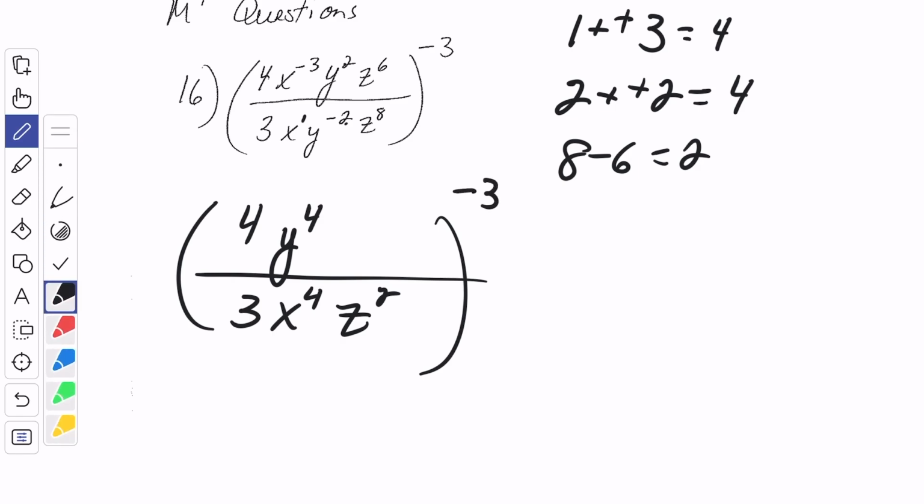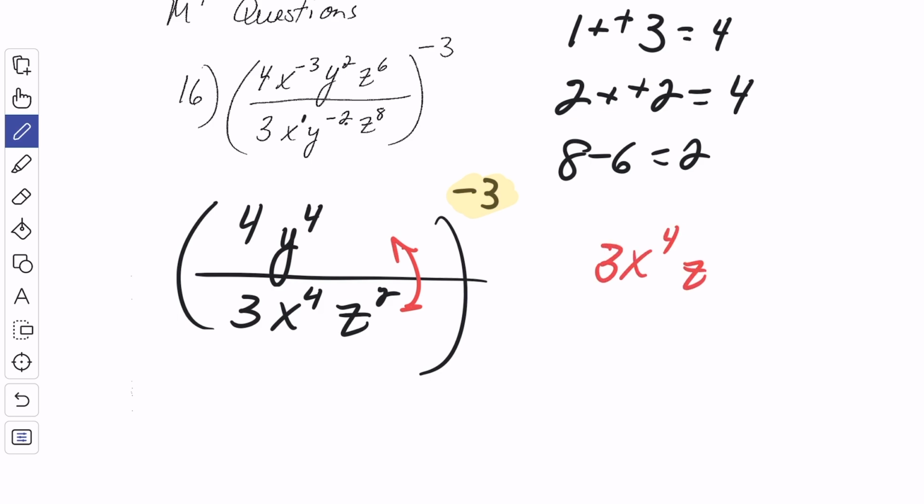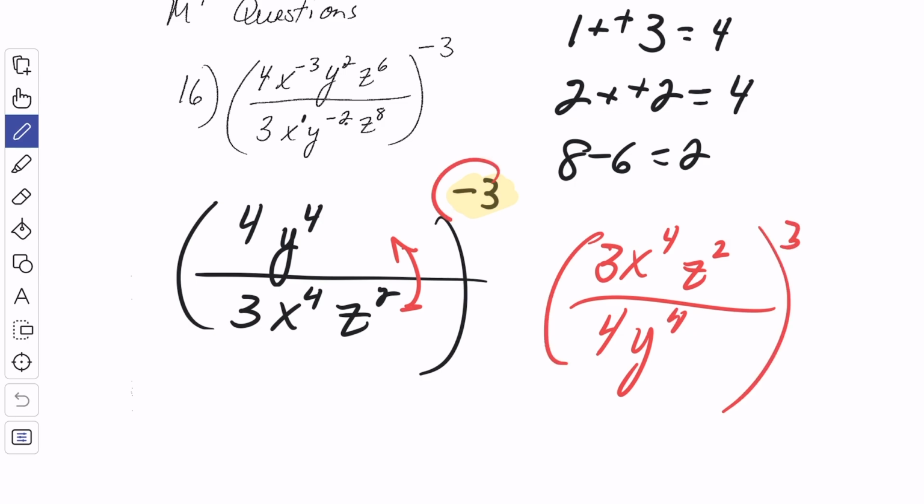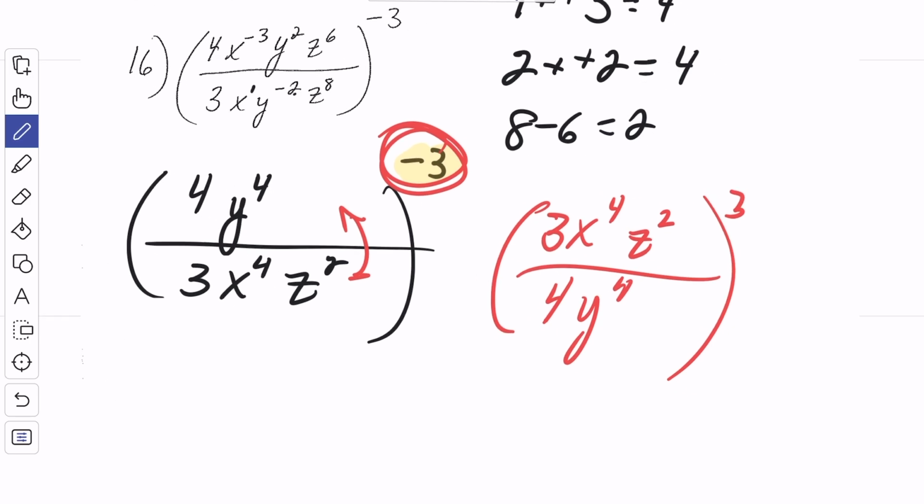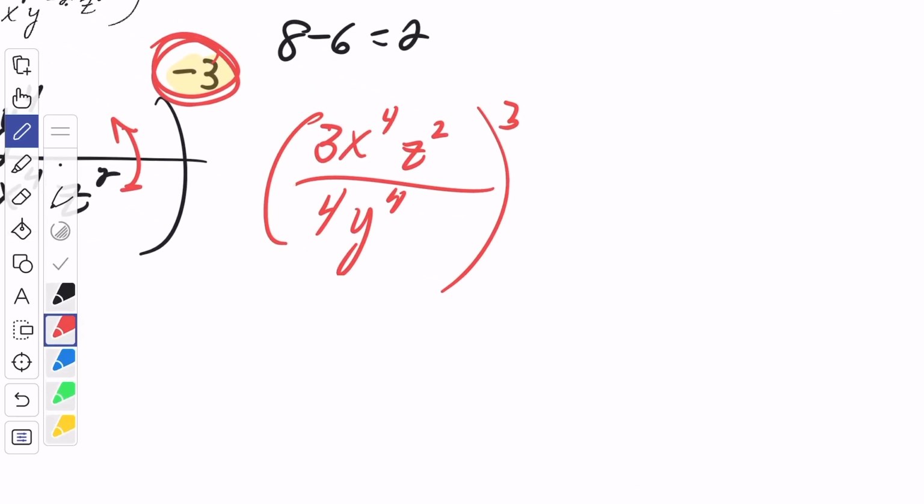So since I simplified everything on the inside, now I'm going to focus on getting rid of that power of negative 3. And to do that, I take its reciprocal. So I flip it. So it now becomes 3x to the 4th, z squared, all over top of 4y to the 4th. And all of this is being raised now to the positive 3 power because we just made that negative turn positive by taking its reciprocal. And now we're going to distribute everything in. And by simplifying it first, I don't have to worry about it now at the end. Once I do this power 3 to everything, I'm done with the problem.